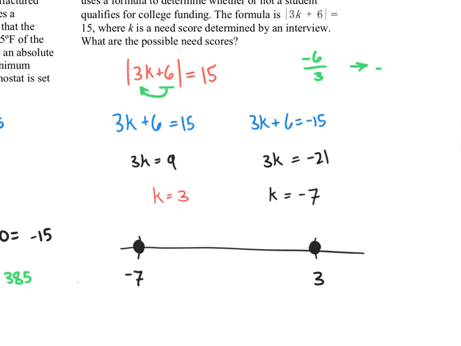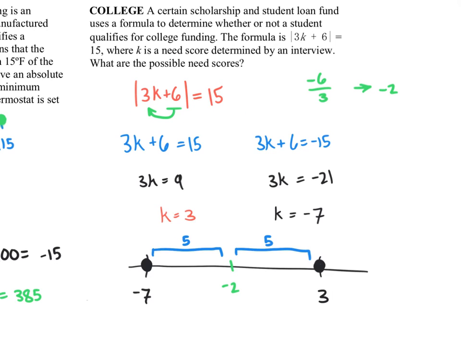So this tells us that our center point is -2. And this wasn't even asked, but I just kind of wanted to show it to people. That gives us a distance here of 5, and there another distance of 5. That would just let us know that we have a 10-point range here of scores. And you just have to score between -7 and 3 on their survey or the interview to be eligible.